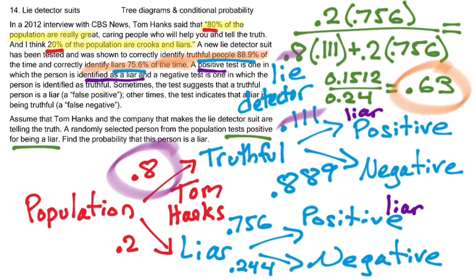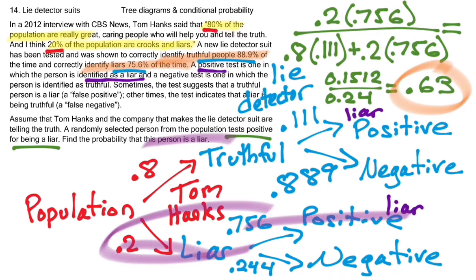And that would make up your denominator when you add those two things together, and that would give you 0.24 in the denominator. The probability that somebody is actually a liar, then that means they would be in the liar category, and then they test positive for being a liar. So you would multiply 0.2 and 0.756, and that would go in the numerator.